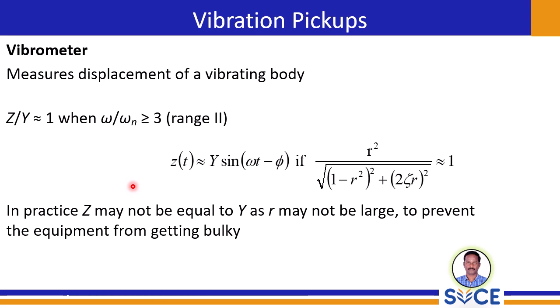Therefore, the ideal operating principle for a vibrometer relies on this high frequency range. There are trade-offs in the physical design to balance performance with practical considerations like size and weight. We might not always achieve a perfect Z equal to Y, but the design aims to get as close as possible within reasonable physical constraints. So we will explore different types of vibrometers and the specific design considerations.